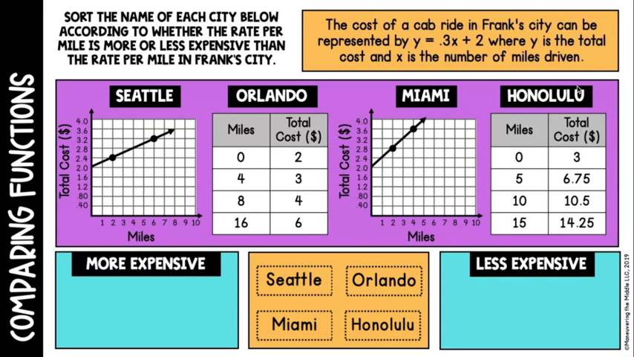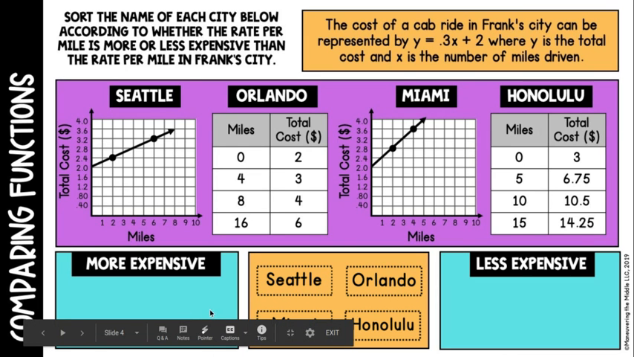So you can write down Frank City, the rate is blank. Seattle, write down what the rate is. Orlando, what the rate is. Miami, what the rate is. Honolulu, what the rate is. Each time, compare these back to Frank's. If this city is more expensive than Frank's, you drag the name of that city over here to more expensive. If it's less expensive than Frank's, you drag the name of the city over here to this box.